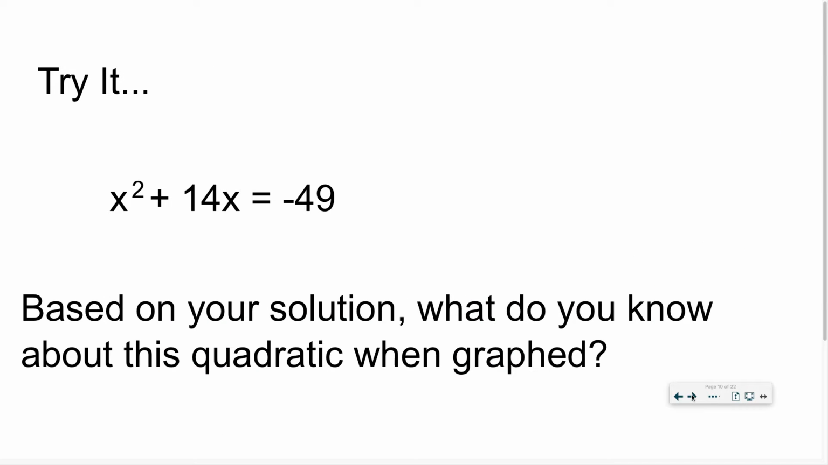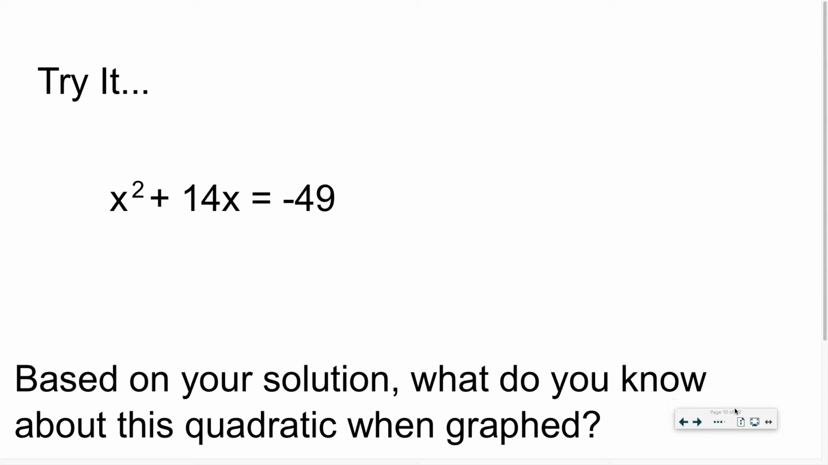So let's try this one. x squared plus 14x equals negative 49. I want you to solve that from start to finish. Okay, so solve that quadratic by factoring from start to finish. Now, at the end, after you solve it, make some type of statement about the solution or solutions to the quadratic.